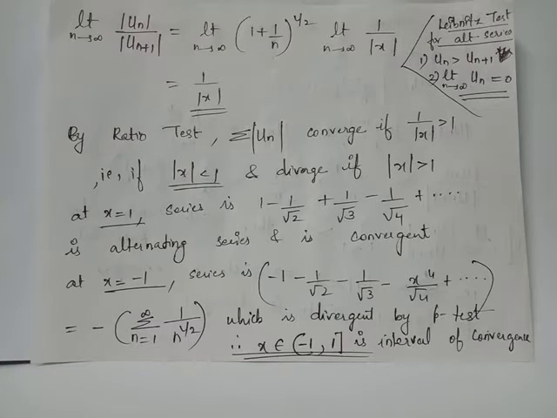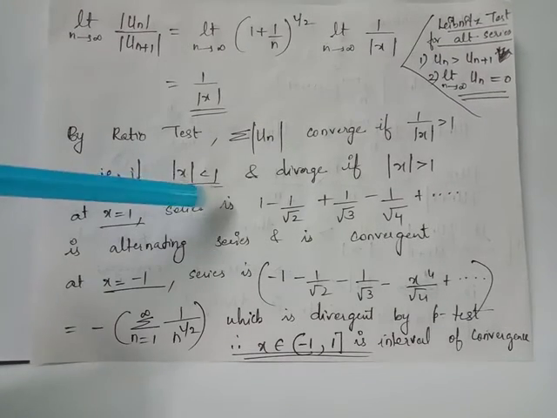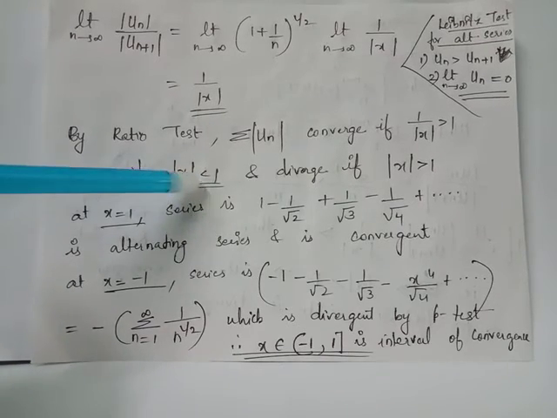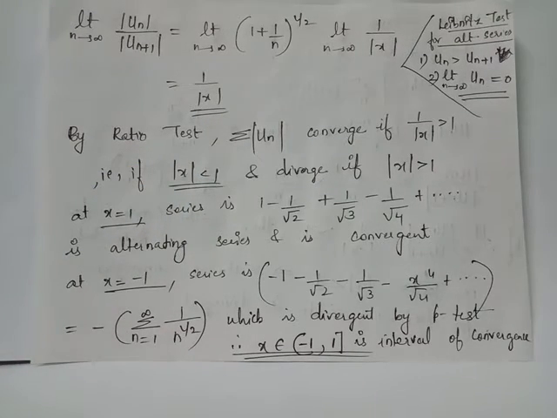We have for the power series to be convergent, 1 by modulus x must be greater than 1 as per the ratio test. This inequality is equivalent to modulus x less than 1. From here it is clear that this is the situation wherein the given infinite series will converge, and therefore outside this disk, or corresponding to the inequality modulus x greater than 1, the given series will diverge.